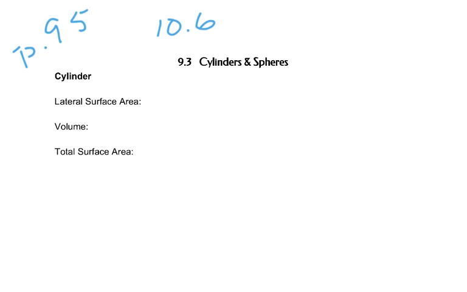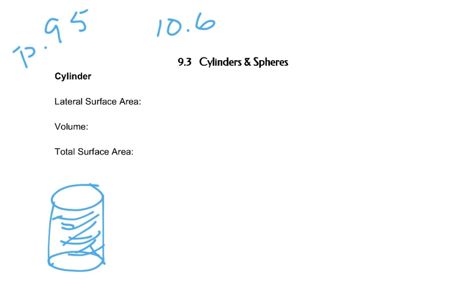Alright, this will be our 10.6 and we're going to look at cylinders and spheres. So a cylinder is a three-dimensional object that has a circle on top, a circle on the bottom, is round. Think of a toilet paper tube or a soup can or a soda can. Those are all cylinders. The lateral surface area means just the side part. So again, think of a toilet paper roll or paper towel tube. Those have only lateral surface areas. They don't have a top and a bottom.